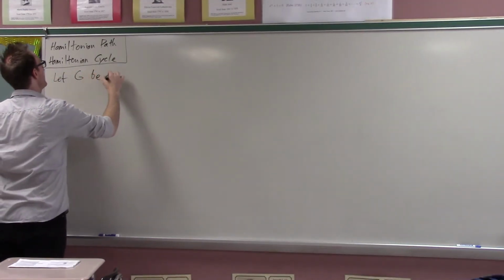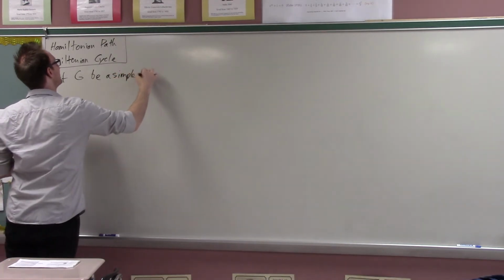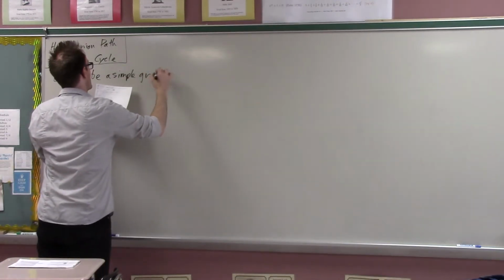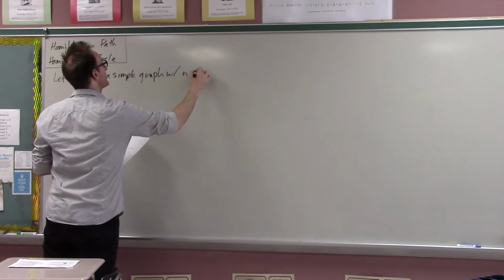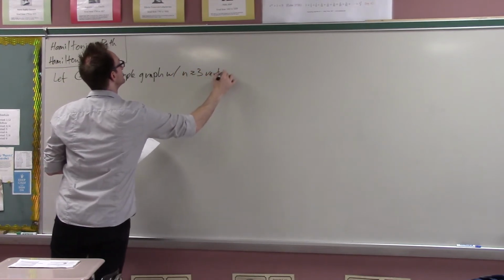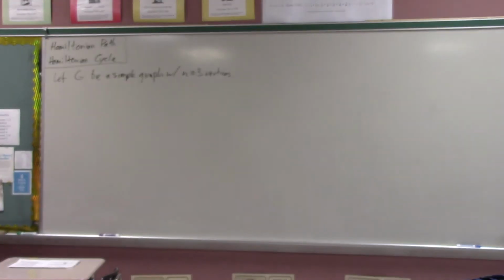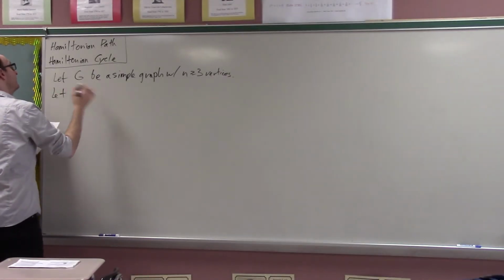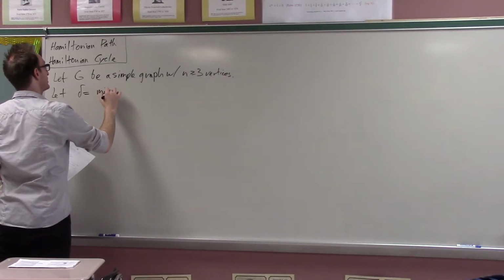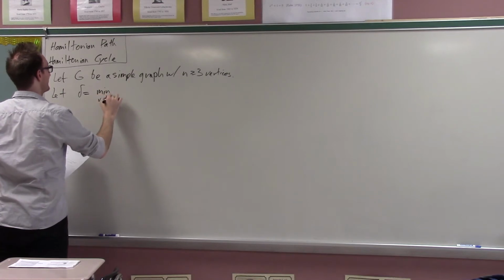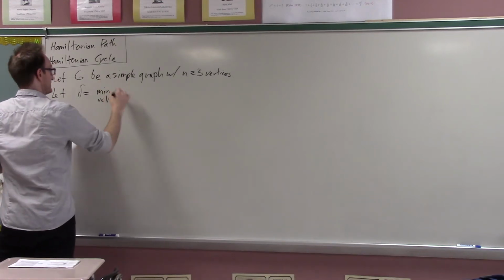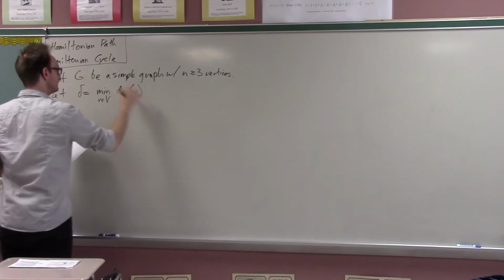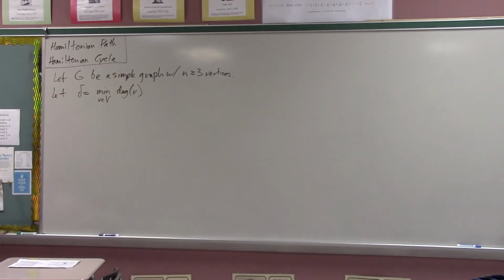Let G be a simple graph with n greater than or equal to 3 vertices. Okay. Let delta be the minimum degree of a vertex in this graph, so let delta be the degree of the vertex with minimum degree.